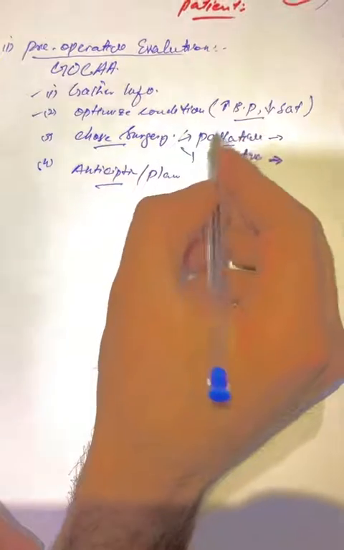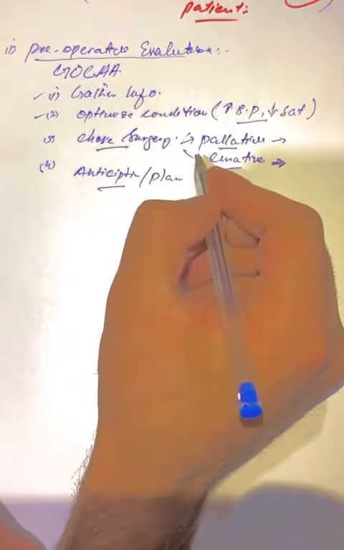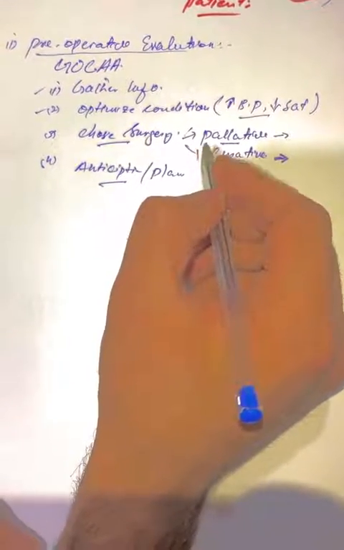We have to plan all the things, that let's suppose the complications arise during the surgery, what we will have to do. So these come in the pre-operative evaluation. And the fifth point is adequate hydration of the patient. So these all come in the pre-operative evaluation.